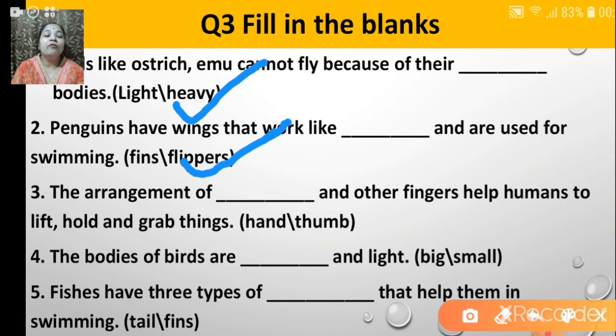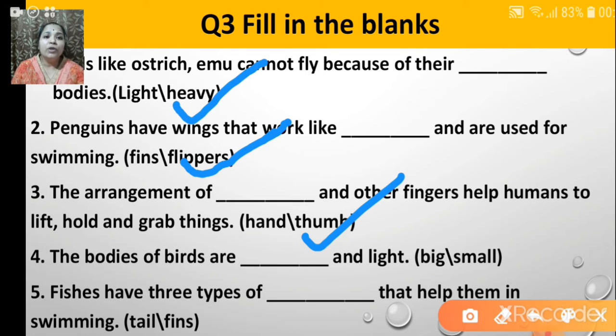The arrangement of dash and other fingers helps humans to lift, hold and grab things. What is the answer? The answer is thumb. The arrangement of thumb and other fingers in humans helps them to hold, grab and lift things. And can you tell me what the hands of human beings are? Are they forelimbs or hind limbs? You guessed that right. They are forelimbs.